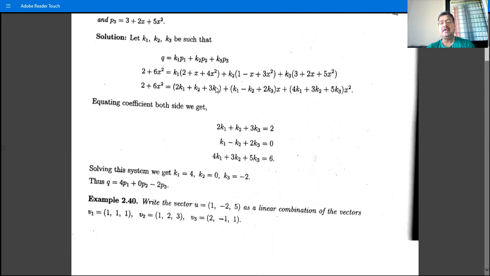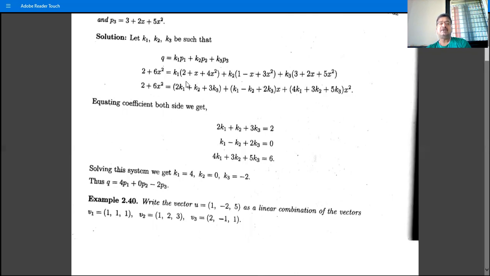Then the coefficient of x is what? k1 minus k2 plus 2k3 x. Then the coefficient of x square is what? 4k1 plus 3k2 plus 5k3 x square. Okay. Then compare the coefficients of LHS and RHS.